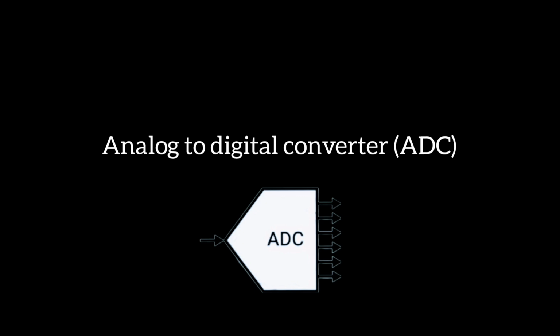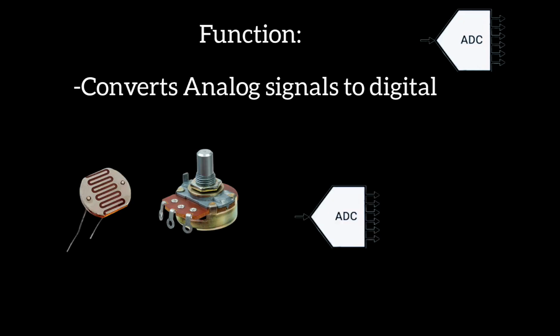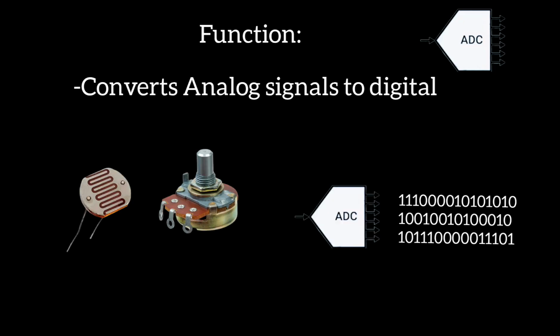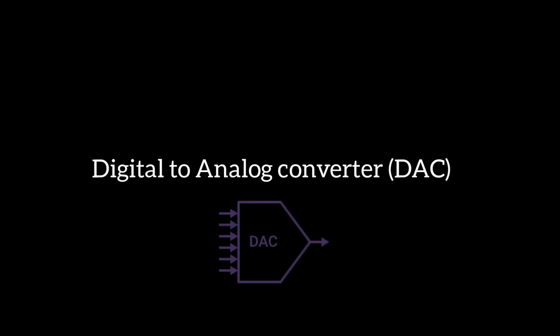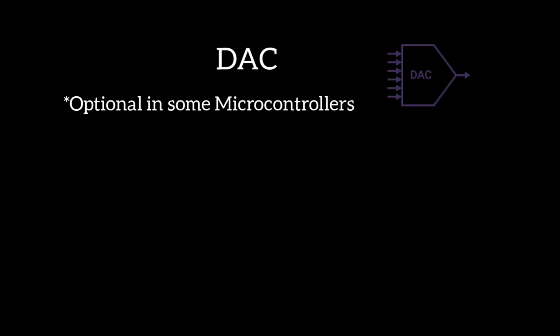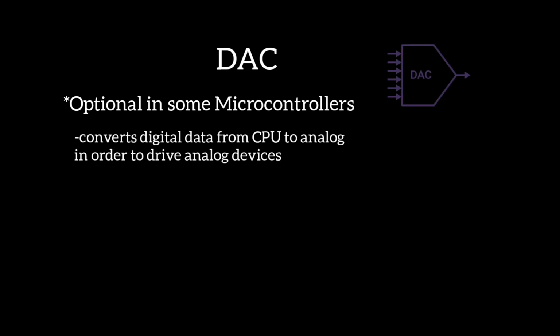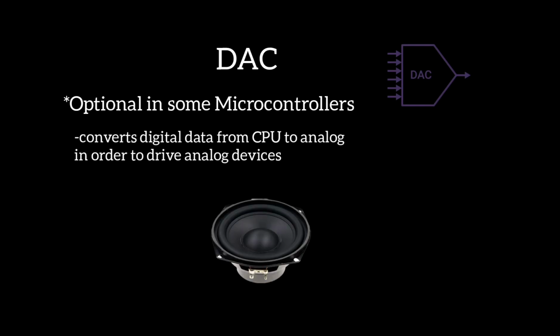5. Analog to Digital Converter, ADC. Function: converts analog signals, such as sensor outputs, into digital values that the CPU can process. Example: reading temperature or light sensors. 6. Digital to Analog Converter, DAC, optional in some MCUs. Function: converts digital data from the CPU into analog voltage or current. Example: generating audio or control signals.